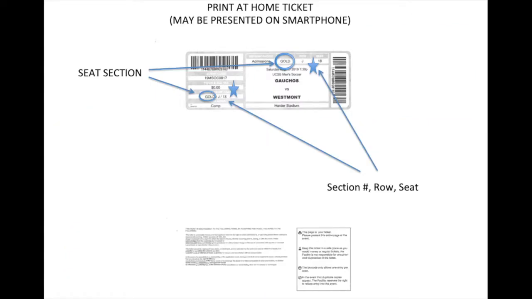This is just another view of what it looks like when they print out their ticket at home. You will find their section located where I circled, as well as the section, row, and seat where the star is.